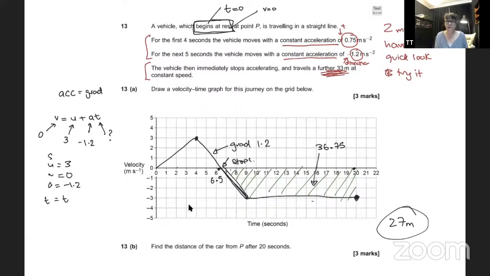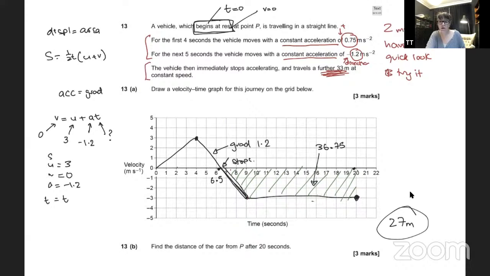Often using SUVAT is so much cleaner and nicer because you have this table, you fill it in, and you see the thing that is missing. But for VT, displacement is area, which gives us S is a half T(U plus V). So you're usually only using those 2.